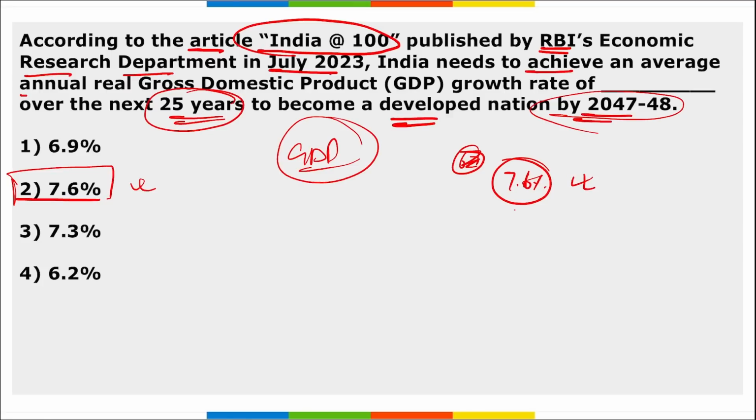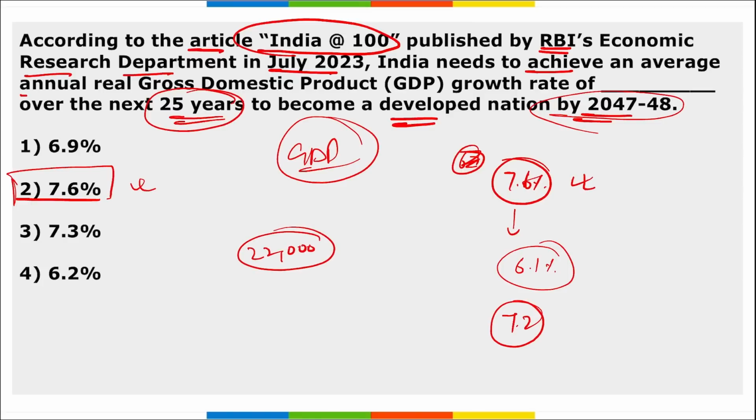And that is a big number, because this year it is projected to be 6.1%, and earlier in 2022 it was 7.2%, still less than 7.6%, right? And to become a developed nation we need to achieve 22,000 US dollars per capita, that is an increase of 8.8 times of the current GDP per capita, that is 2,500 US dollars, right?